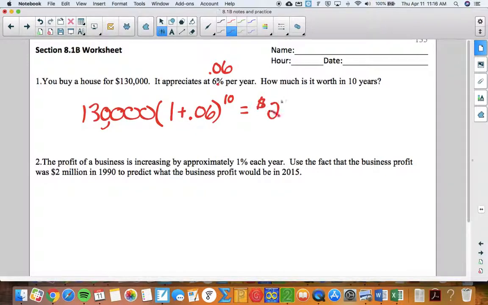You should get $232,810.02. Interesting. That home will be worth quite a bit more. Part of that's inflation, but that's the way it goes.